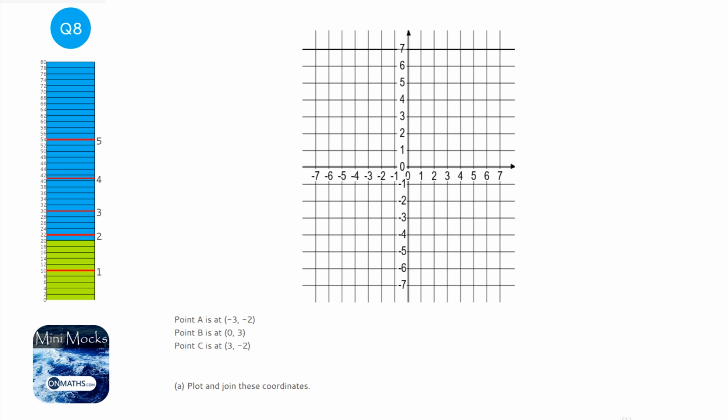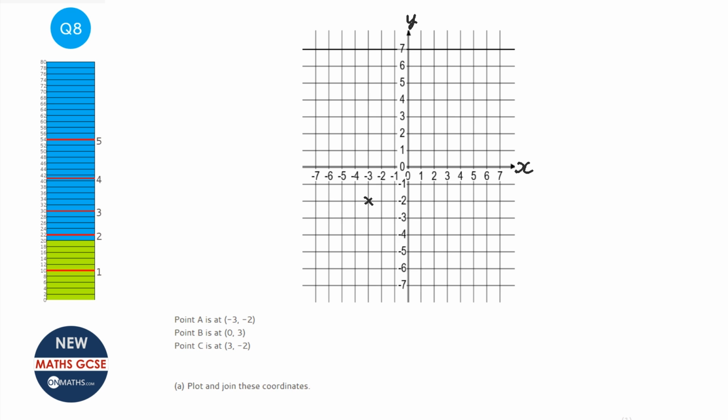Alright, so the first place to start on this is to plot the points. So point A is at -3, -2. So along the corridor, and up the stairs. Well, we're going across -3 on the x-axis, which is this one here, and then we're going to go down 2 on the y-axis. So it's this one here. A really common mistake is to muddle them up. So as long as you remember you're going across and then up or down, obviously if it's negative you go down, then you should be fine.